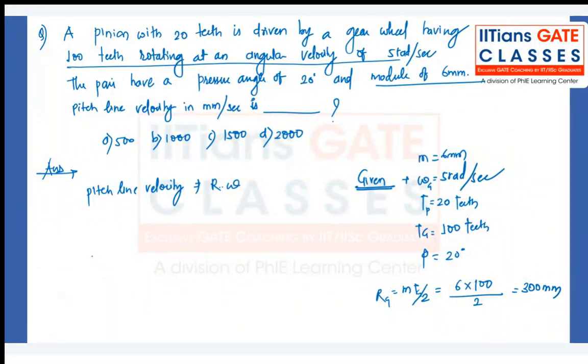Okay, so if omega is known, the value of R is now also calculated. So the pitch line velocity is R times omega. Apply that and calculate the answer. So it will be 300 into 5, 1500 millimeter per second. Option C is correct in this case.